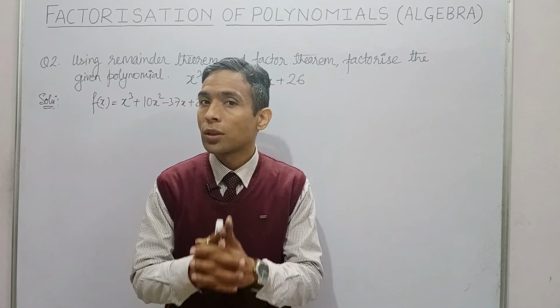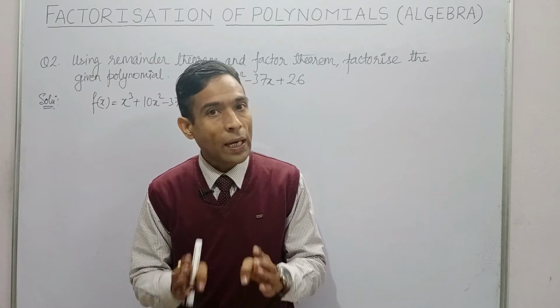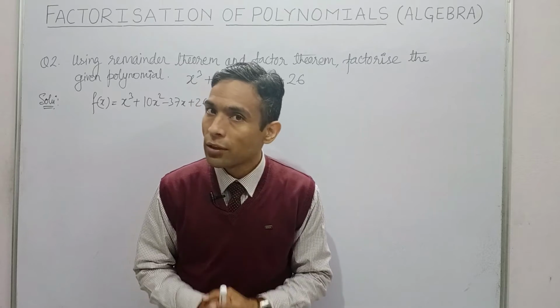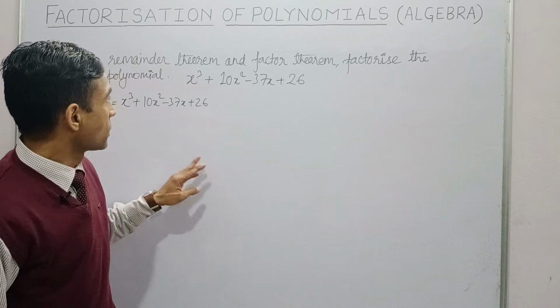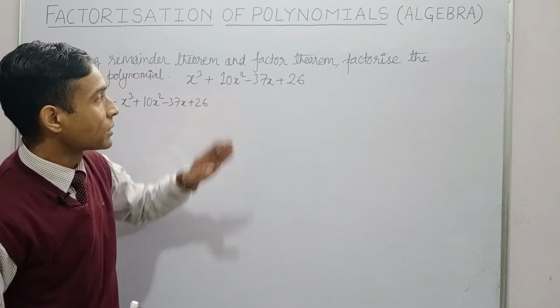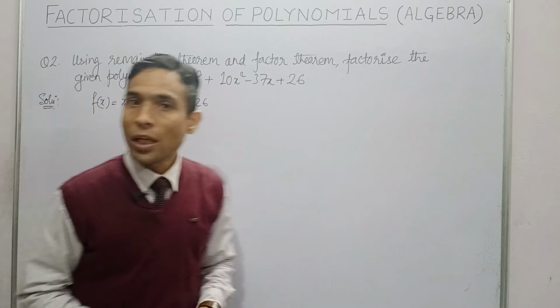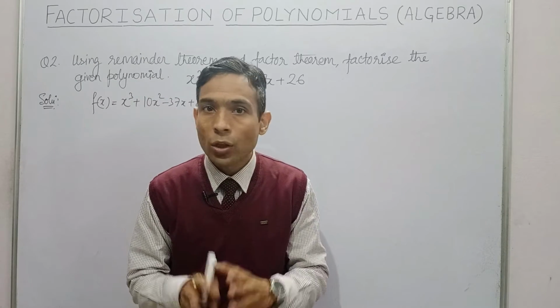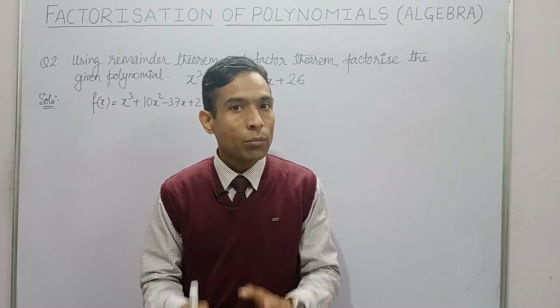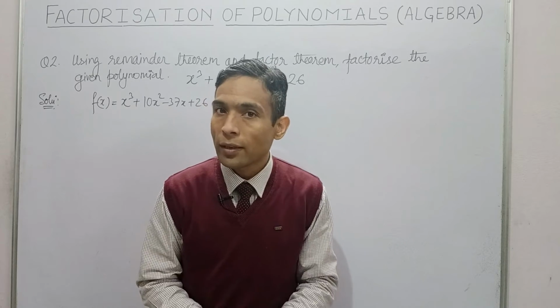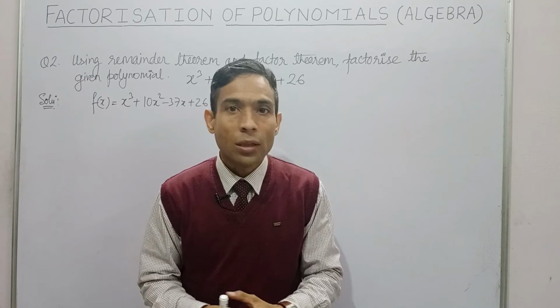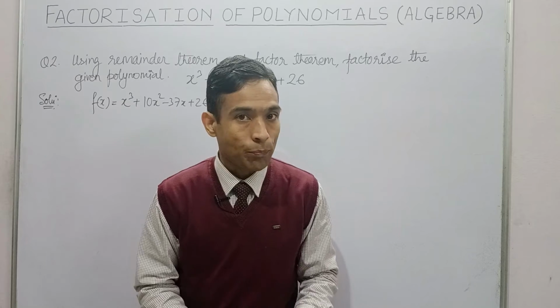In the second type of question, we have to use the remainder theorem and the factor theorem to factorize the given polynomial. Here it is x cubed plus 10x square minus 37x plus 26. Let's take it as f(x). Now in this type of question, it is given that you have to use factor theorem or remainder theorem or both to factorize the given polynomial, but the working of all of them is the same.